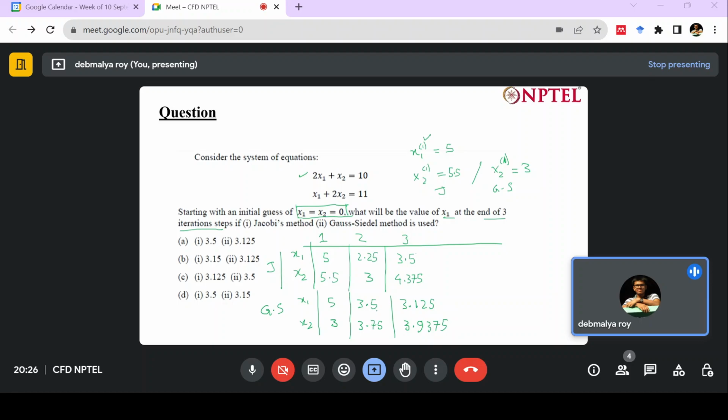You can definitely see Gauss-Seidel is converging much faster compared to Jacobi, as is expected. So our answer here will be A, 3.125, for the value of x1.